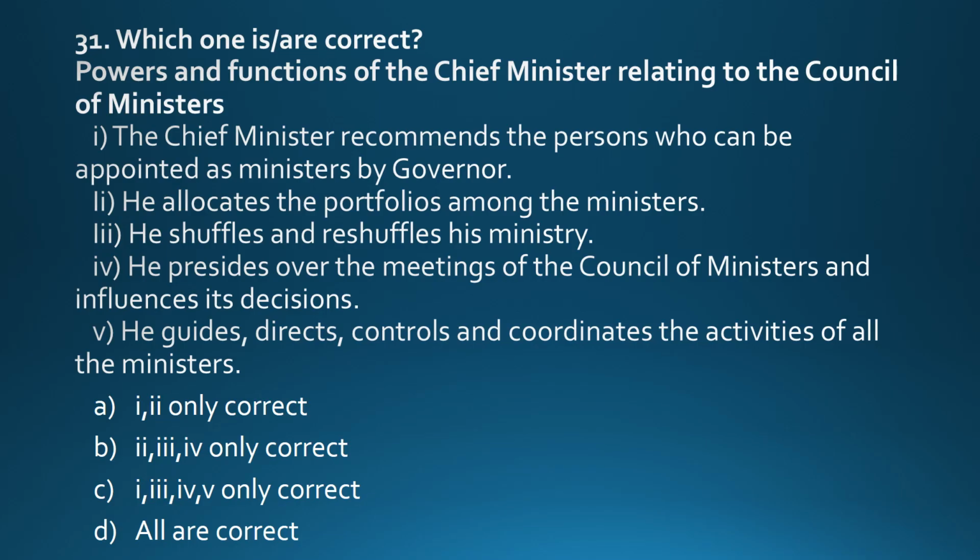Question number 31. Which one is or are correct? Powers and functions of the Chief Minister relating to the Council of Ministers. 1. The Chief Minister recommends the persons who can be appointed as ministers by Governor. 2. He allocates the portfolios among the ministers. 3. He shuffles and reshuffles each ministry. 4. He presides over the meetings of the Council of Ministers and influences its decisions. 5. He guides, directs, controls and coordinates the activities of all the ministers.